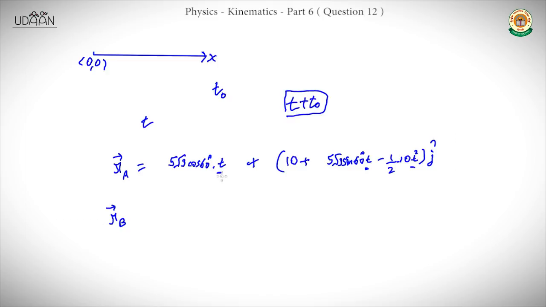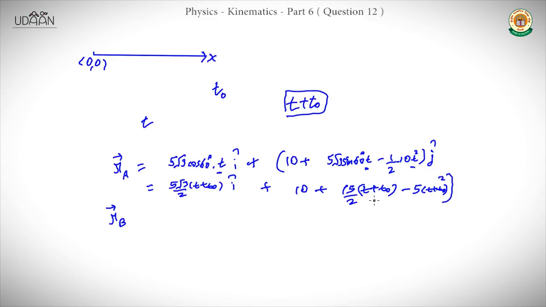Okay, so we will just write this equation again: (5√3/2)(t + t0) î + [10 + (15/2)(t + t0) − 5(t + t0)²] ĵ. Yeah. Okay, so similarly we write the explanation.